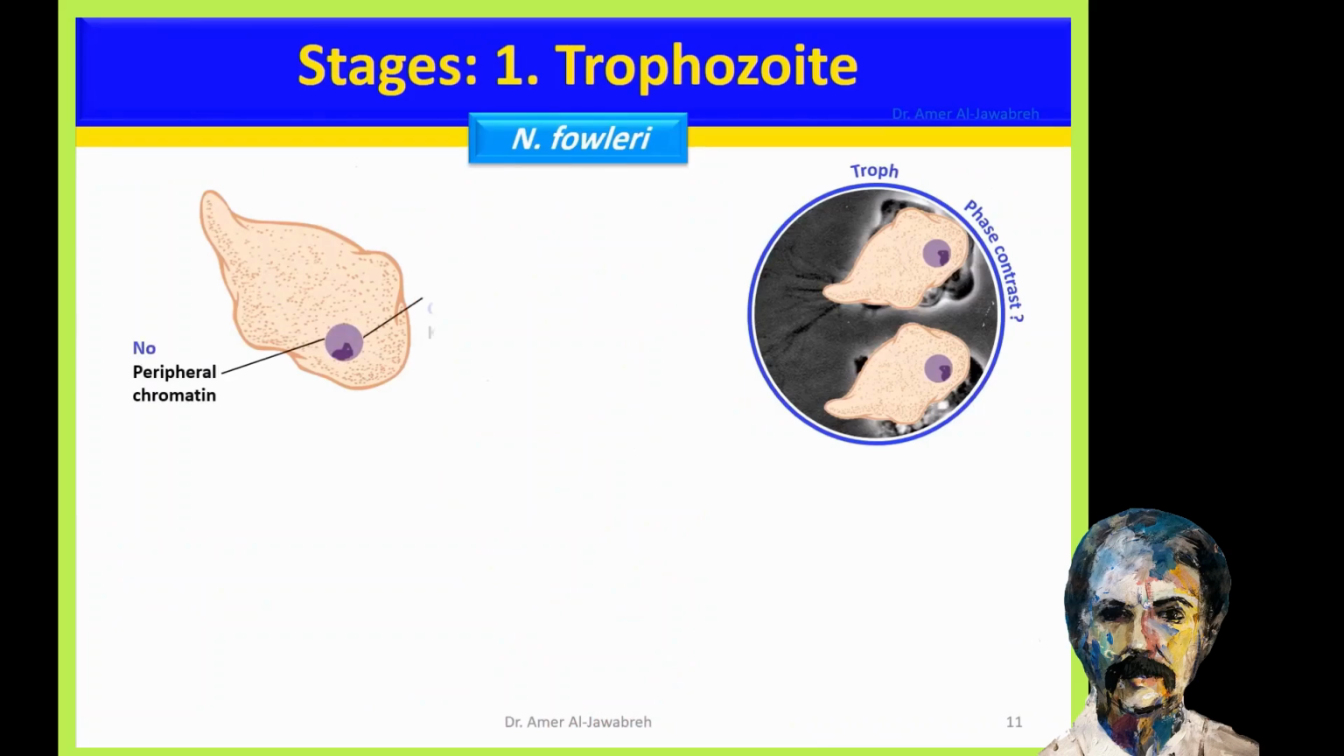This is how it looks. This is the Naegleria fowleri trophozoite. No peripheral chromatin. The karyosome is centric, which means in the middle. If you look at this image here in front of me, the trophozoite, you can see that it's not centric. It's eccentric. Have a look at it.